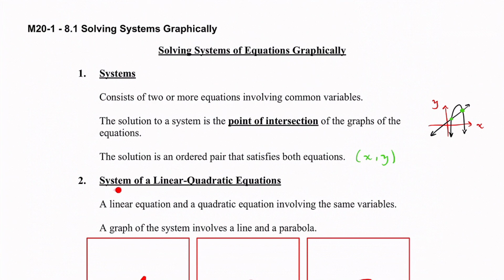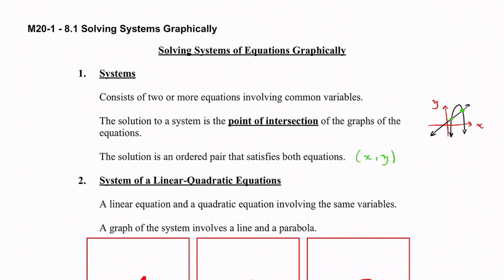Next thing we have is a system of a linear and a quadratic equation. So this is what we're going to be dealing with first. It's going to be linear, so a straight line, and then quadratic. It's going to be that parabola or horseshoe shape. So that type of system is going to be a linear equation and a quadratic equation involving the same variables. And as I just said, if we were to graph that system, it's going to involve a line and a parabola.